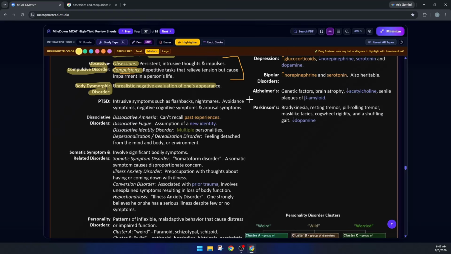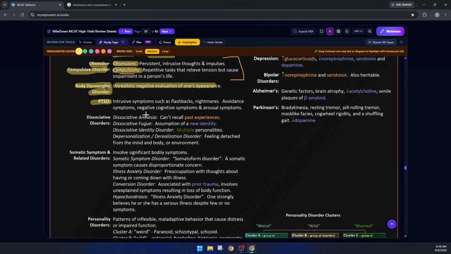So these children might grow up to have body dysmorphic disorder because of that. They're having an unrealistic negative evaluation of their own appearance because they're always seeing these impossible standards online. So they're comparing, and then now they have an unrealistic negative evaluation of their own bodies, right? So that's an example of body dysmorphic disorder, right?